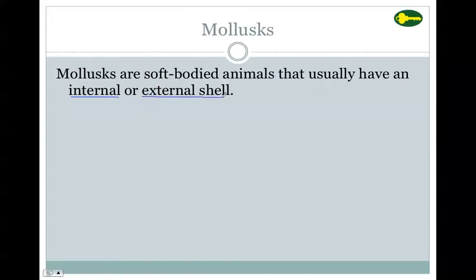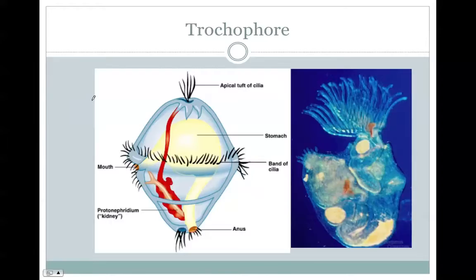External shell you're familiar with, like in the snails. Snail has an external shell, or like a clam. Clam has an external shell. But then internal shells you may not be familiar with. This is in a squid. Squid has a pen, and we'll see this in our dissection. When we do a dissection of the squid, you'll see the pen. You'll actually be able to write with the pen. We'll dip it in ink. The squid has ink in it as well, and you can dip it in there and write your name out. So we'll get to that next class.